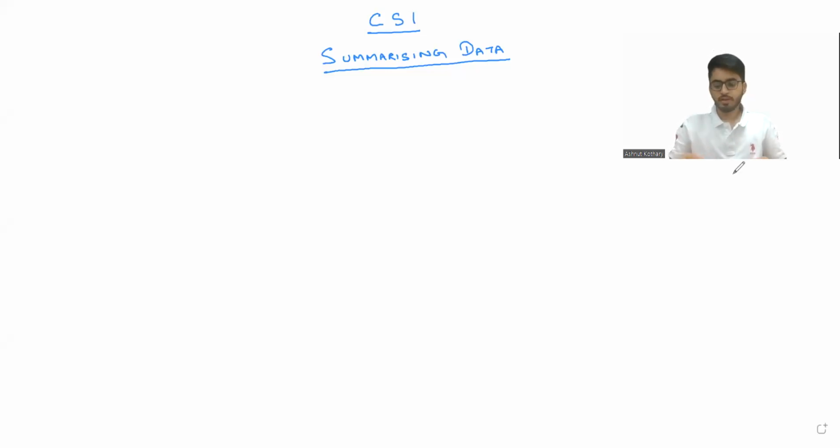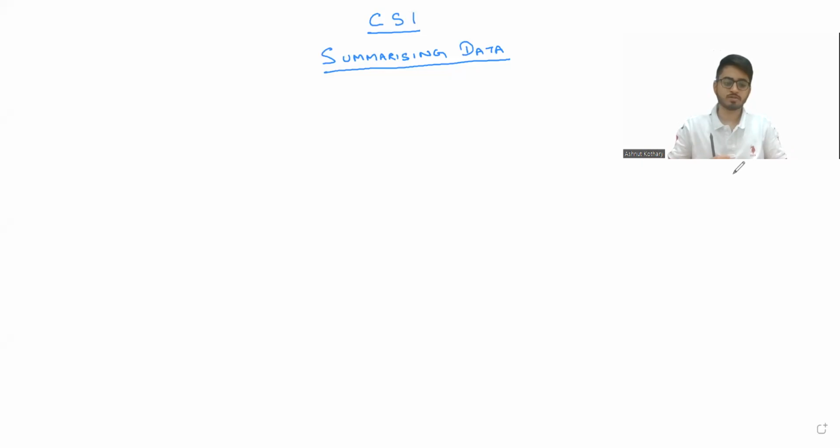So in this particular lecture, we shall be discussing the topic, summarizing data. Do note that this is not directly available in the material of CS1. Students who are starting with actuarial science are assumed to have an idea regarding this topic. So we have a series of 4 prerequisite videos.